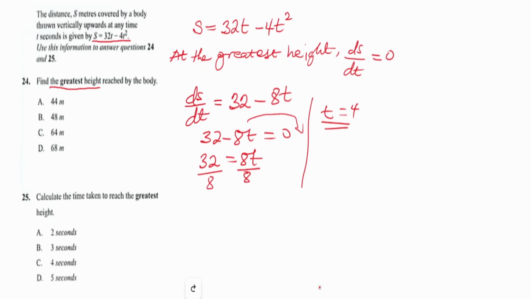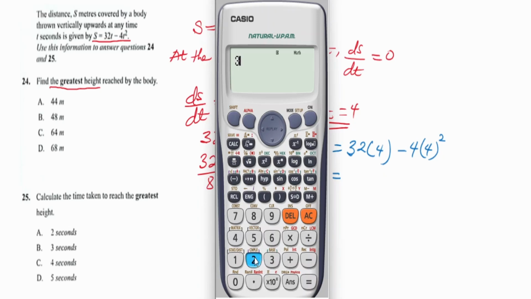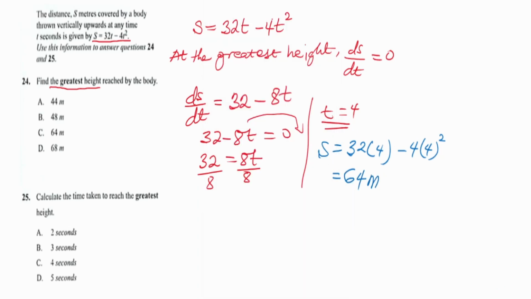We'll rewrite the equation as s equals 32, and wherever we see t, we put 4 there, minus 4 squared. Let's use our calculator: 32 multiplying 4 minus 4 multiplying 4 squared, and that has given us 64. So that means that the greatest height reached by the body is 64 meters. And looking through, that is option C.